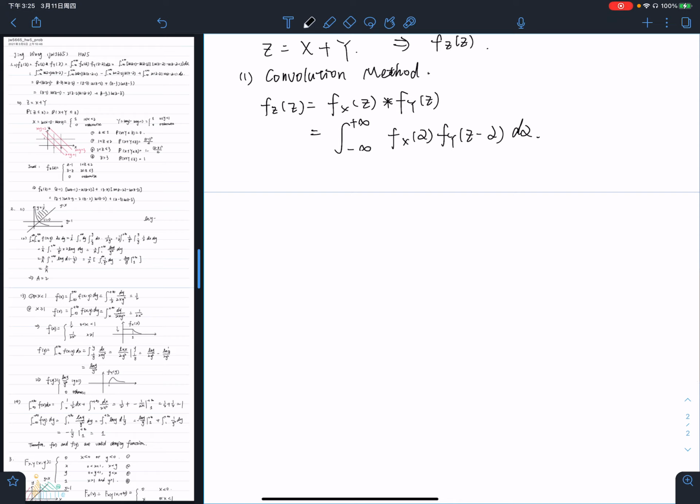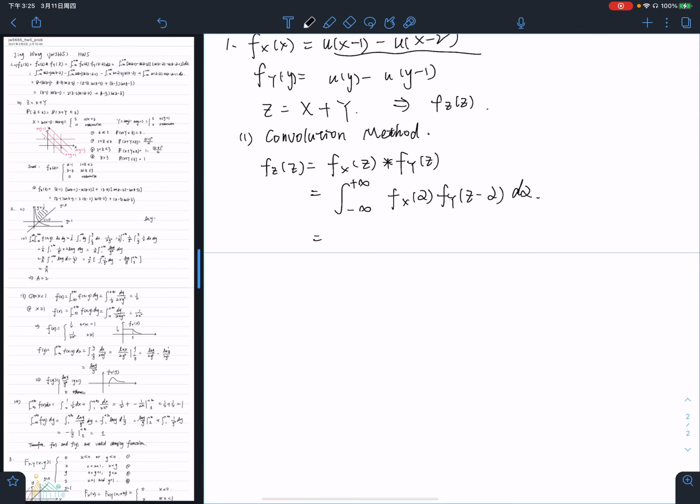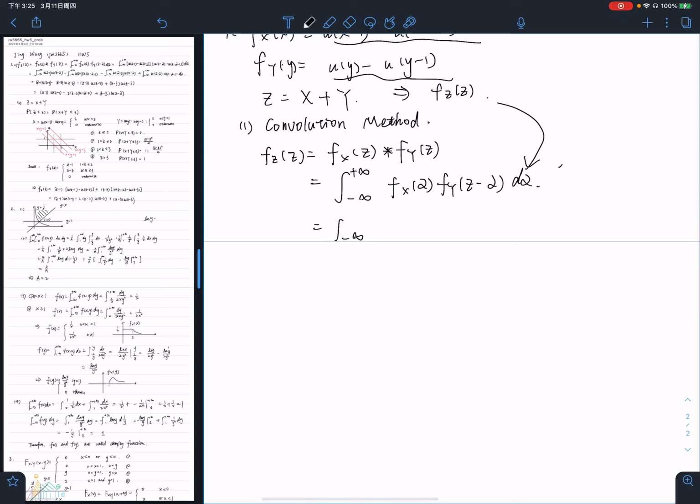Then I want to solve this function. We input the density functions of x and y into this formula. It would be the integral of [u(alpha minus 1) minus u(alpha minus 2)] times [u(z minus alpha) minus u(z minus alpha minus 1)] d alpha.